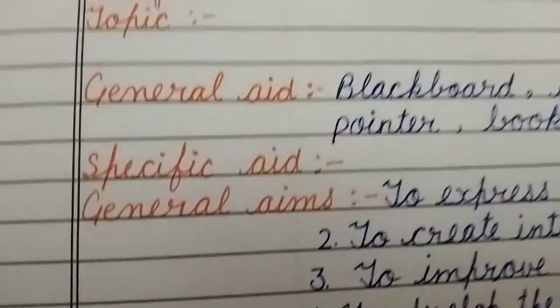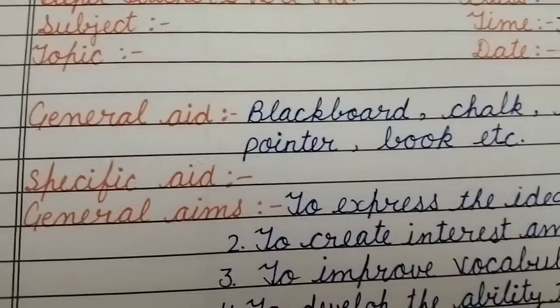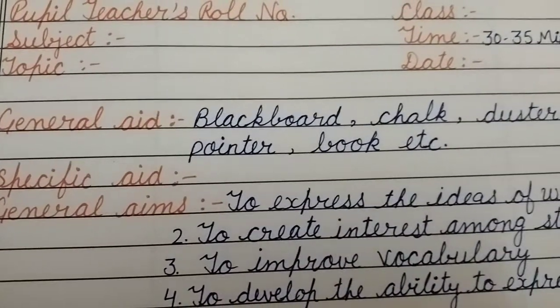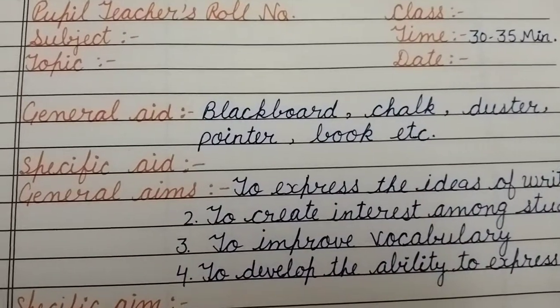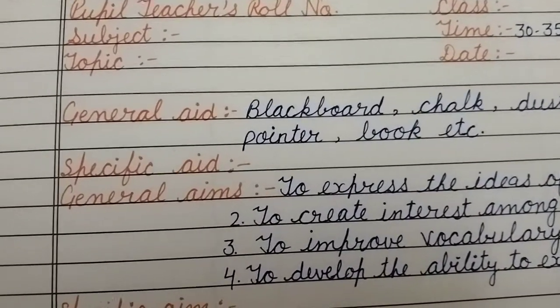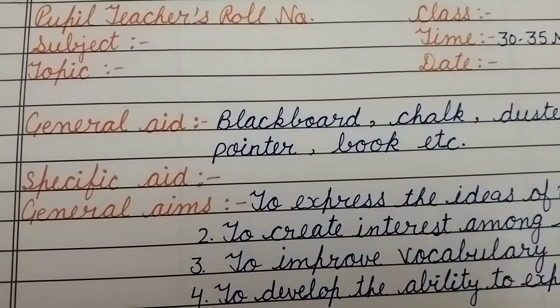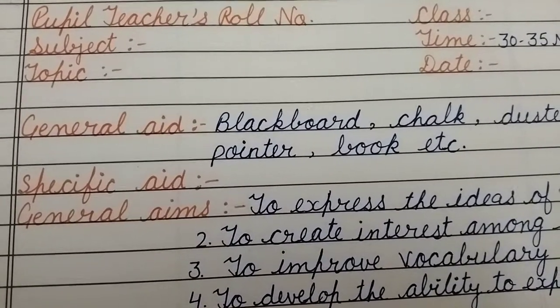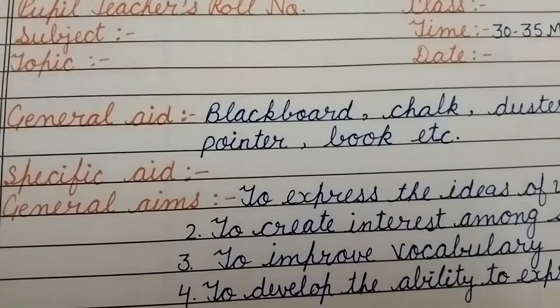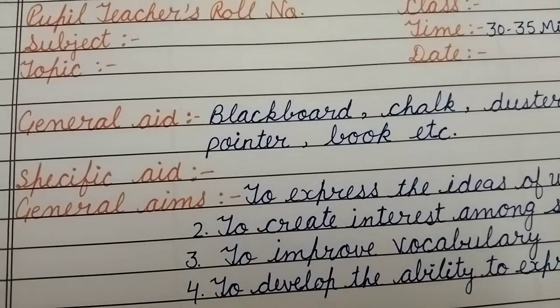After this, you have to write general aid: blackboard, chalk, duster, pointer, book, etc. After this, specific aid. It may be chart, real objects, model, etc. You can use only one aid.